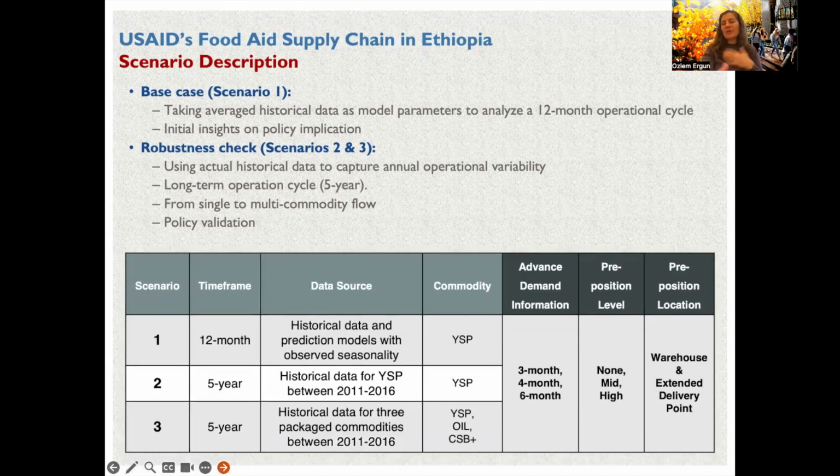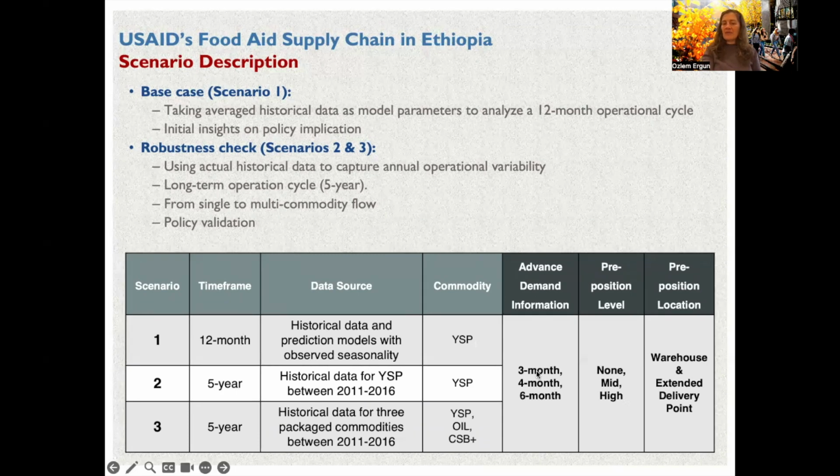And so basically we ended up with these 3 scenarios. Scenario 1 is the averaged out demand, and we ran it for 12 months. Scenario 2 is the 5-year of historical data, and we only ran it with 1 commodity. And then scenario 3 is again the 5-year worth of real data, but with multi-commodity, with more than 1 commodity.